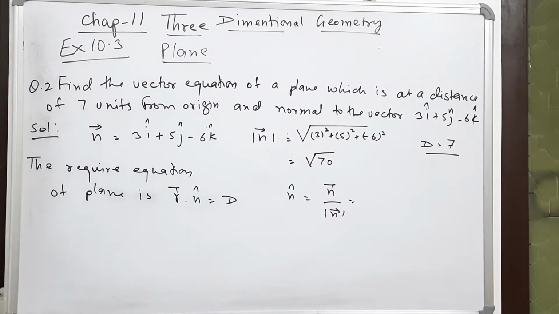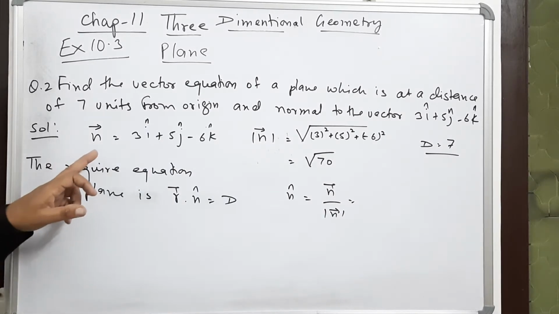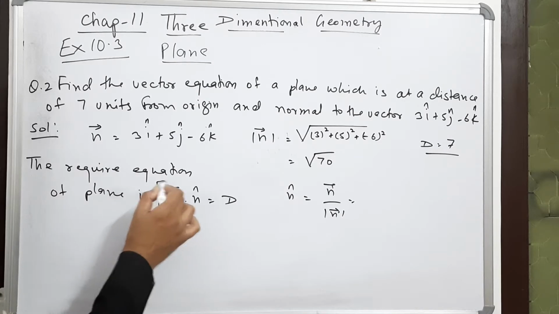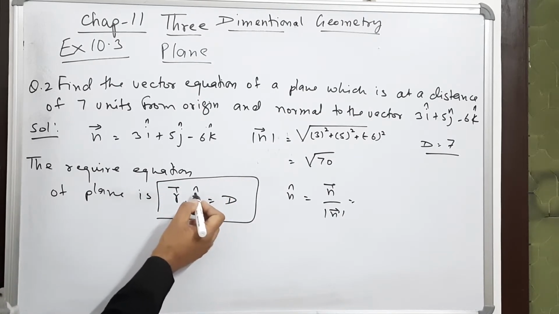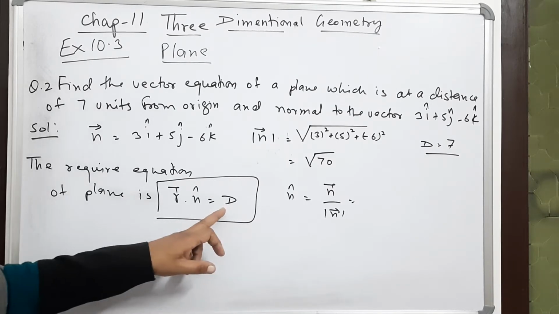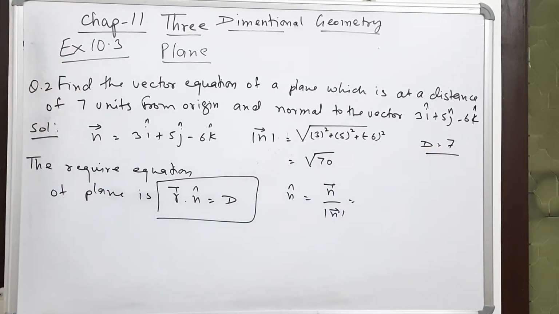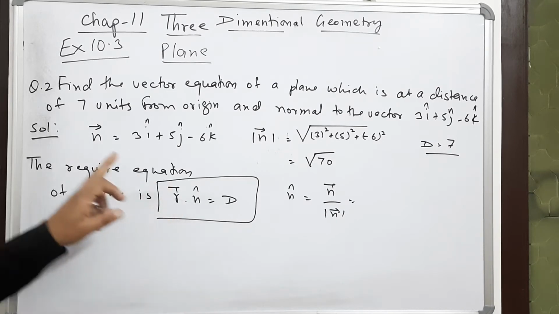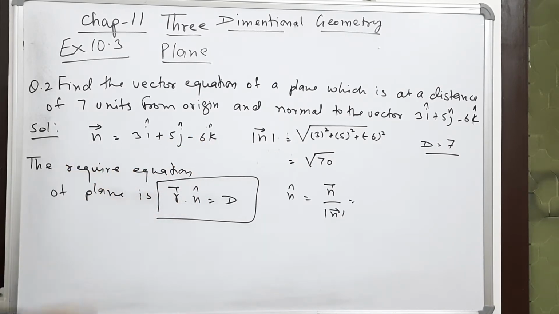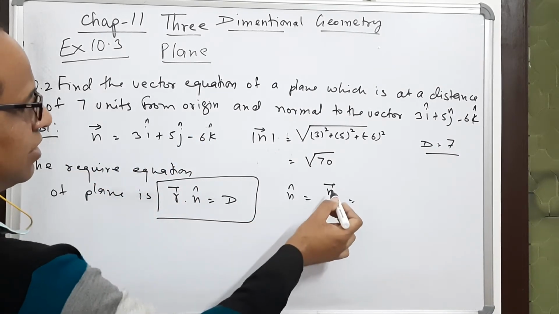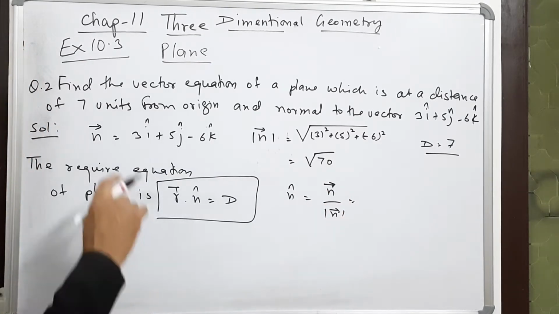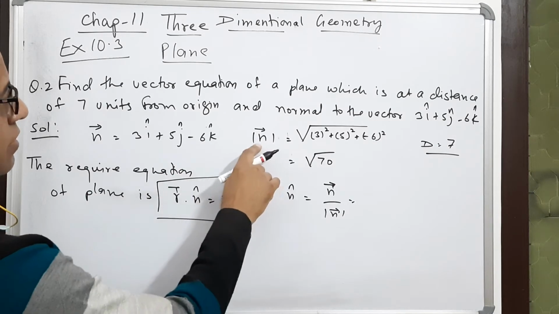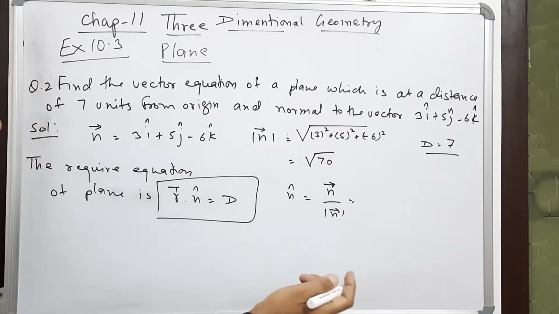So the equation of the plane will be, see the formula, please see the formula: r vector dot n cap equals d. The d is given here and it is 7, but we don't have n cap, we have the normal. You know n cap is a vector divided by its magnitude. So this is the normal vector, the magnitude is root 70, you have already studied earlier.